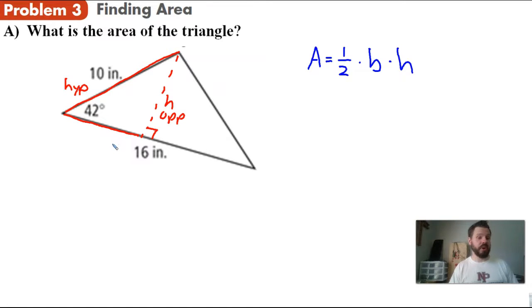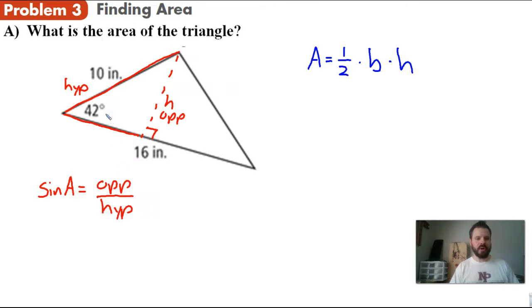As far as which trig ratio to use, opposite over hypotenuse, that's my sine ratio. A reminder, that's on your formula sheet. Hopefully you're following along with that here. Okay, we know that the sine of an angle is equal to the opposite length over the hypotenuse length.